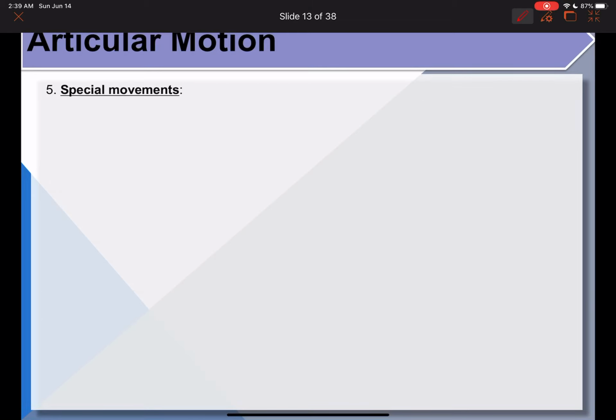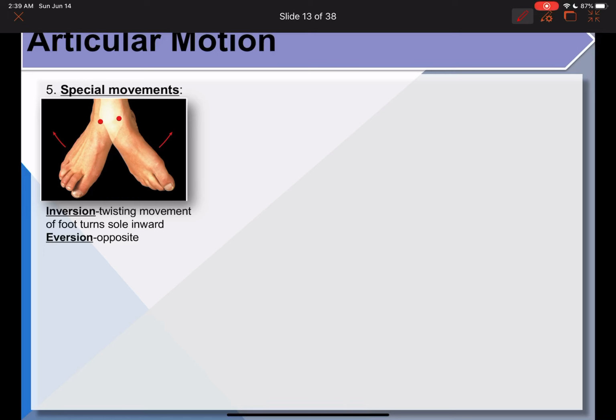Okay, and then there are many other special movements as well, and we'll mention a few of those here, different names for these movements. For example, inversion versus eversion. If we think about our ankle joint, inversion is a twisting movement of that foot which turns the sole inwards. Eversion is the opposite. So inversion, your foot going inwards, like this, there's a terrible drawing of the foot, or eversion, then is your foot doing that.